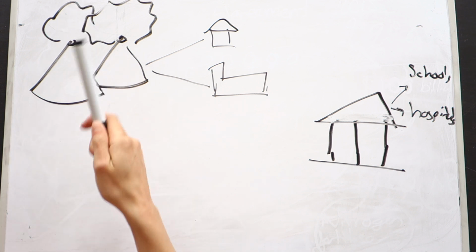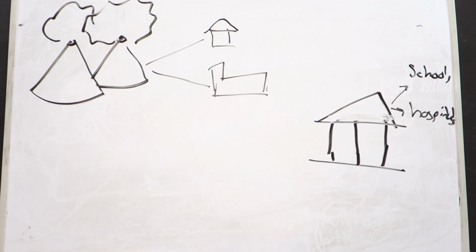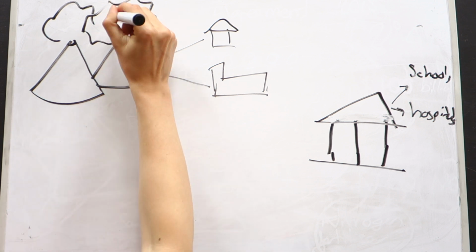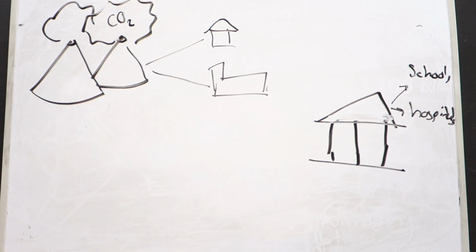Whether it is a coal power station or a gas power station, it's going to release carbon dioxide into the atmosphere. Carbon dioxide is a greenhouse gas that causes the Earth's temperature to increase, creating climate change.